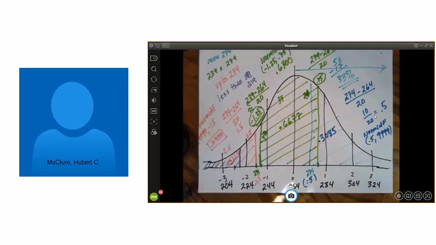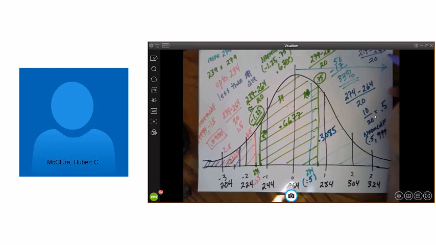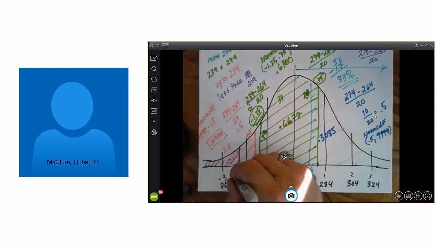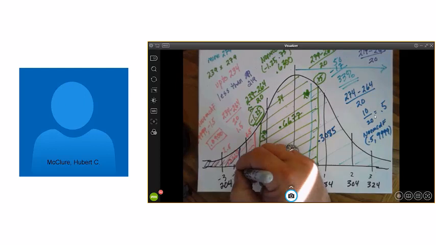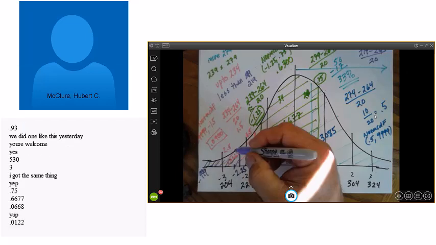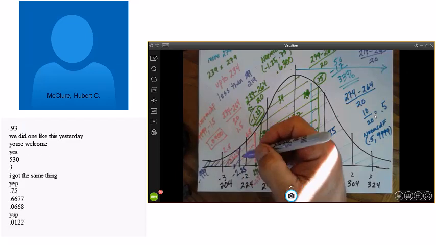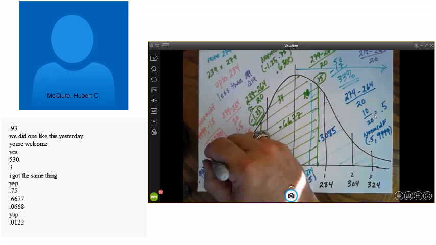So we're going to do up here in the corner, 219 minus 264 over 20. Somebody give me that z-score. Negative 2.25. Yeah, that's right. And somebody do negative 9999 to negative 2.25. Okay. 0.0122. 0.0122.